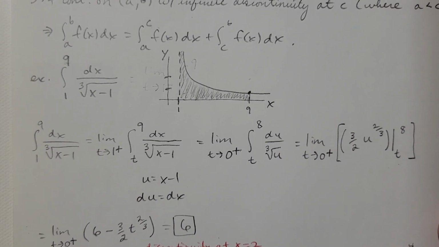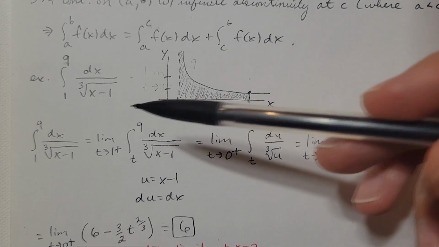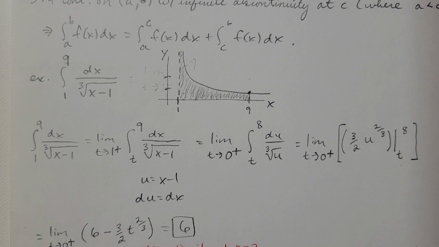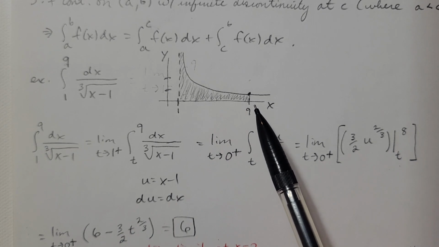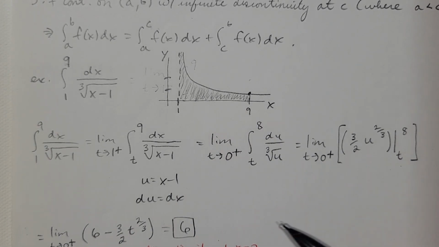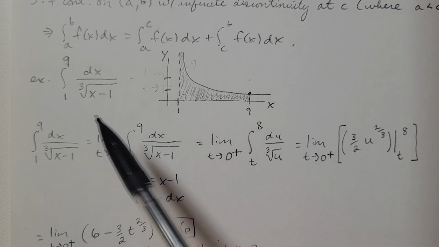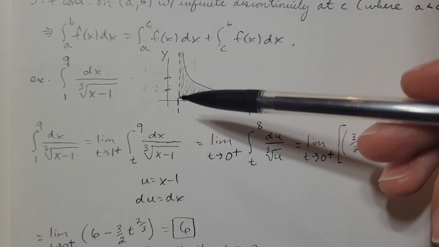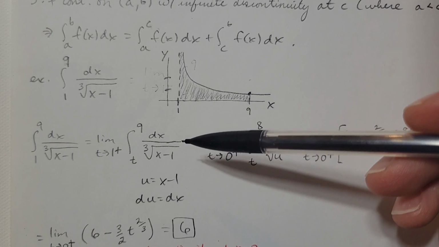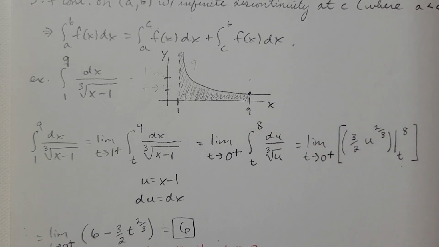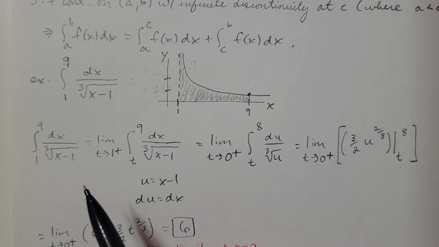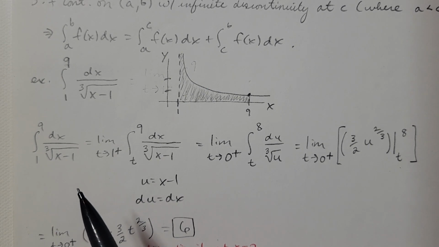All right, so here's one example. Suppose that we want to integrate from 1 to 9 the function 1 divided by the cube root of x minus 1 dx. Here's a graph of that curve, going from 1 to 9. Now 1 is not in the domain, right? I can't divide by 0. So I'll have a vertical asymptote on the graph at x equals 1. The curve is going to go up, and it's never going to get to x equals 1. That's an infinite discontinuity.